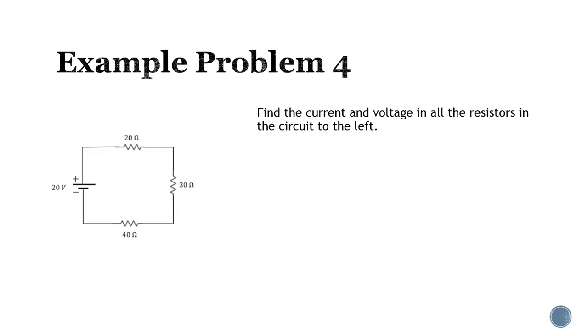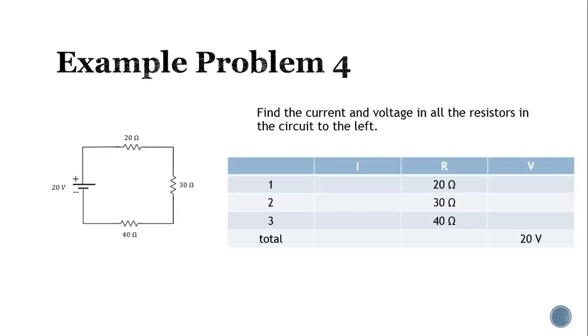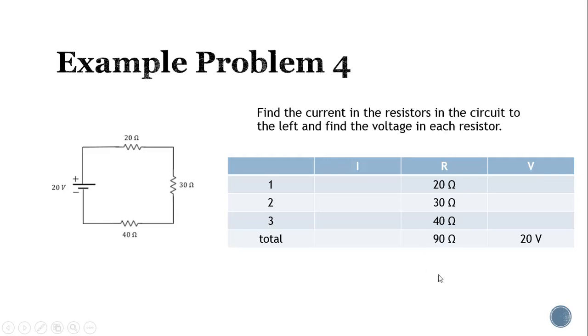Find the current and voltage in all the resistors in the circuit to the left. A lot of times if I'm dealing with a simple series circuit, I would start with a chart that looks like this, where I have my three resistors. I'm labeling them 1, 2, and 3, and they're 20, 30, 40 ohms, and then the total, what happens in the circuit overall. So the first thing that I can figure out is the equivalent resistance of the circuit. Add those three resistors up, and we get 90 ohms.